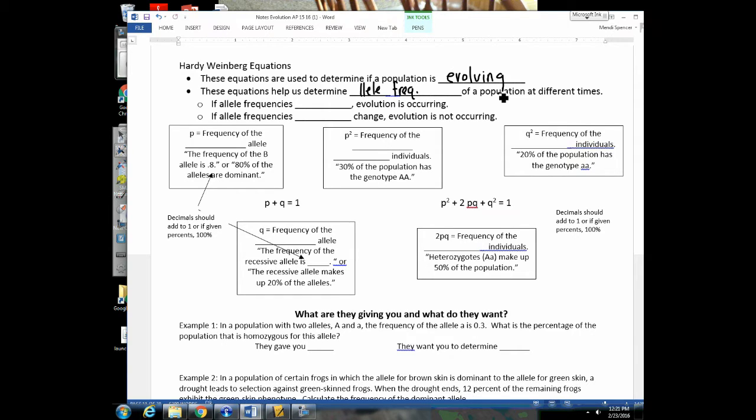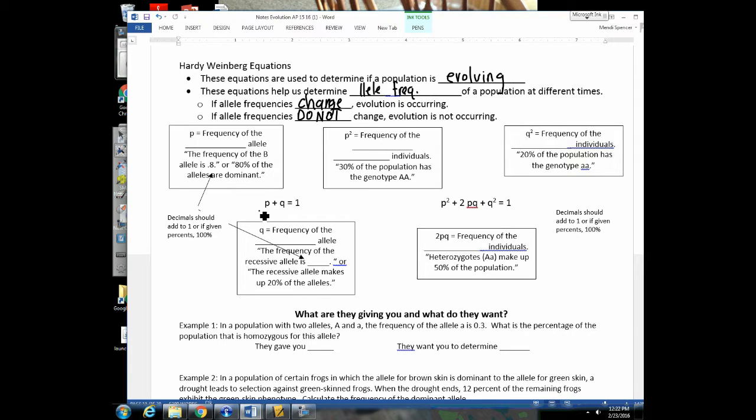Remember, if allele frequencies change from generation to generation, then evolution is occurring. If allele frequencies do not change, then we say the population is not evolving. There's two Hardy-Weinberg equations that you need to become familiar with, and both of them are listed on your AP formula sheet that you can use on the AP exam. But they only give you what P stands for and Q stands for. So you're going to have to memorize what P squared, 2PQ, and Q squared symbolize. Let's take a look at this first equation and figure out what it means.